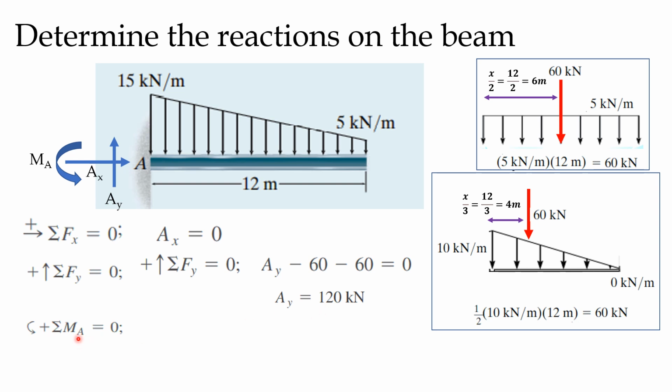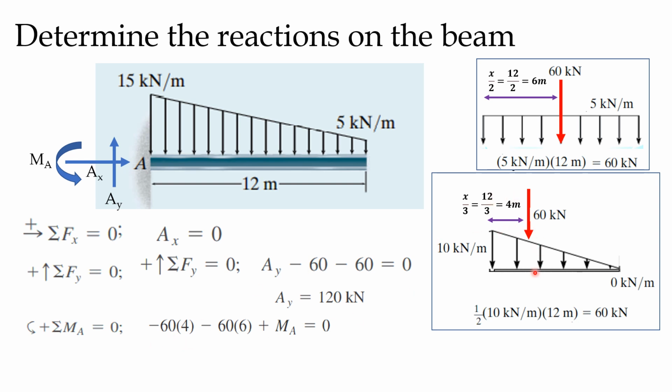Now the third equilibrium condition. We got Ay, we know Ax, but we need to find out what is my MA, the moment acting at the point A. For that, we need to take the moment with respect to A. So we'll start with the right hand side. Moment is nothing but load into distance. So we'll start with the nearest one, that is 4 meters. The first one is 60 kilonewton acting at a distance of 4 meters. So I have written 4 meters.